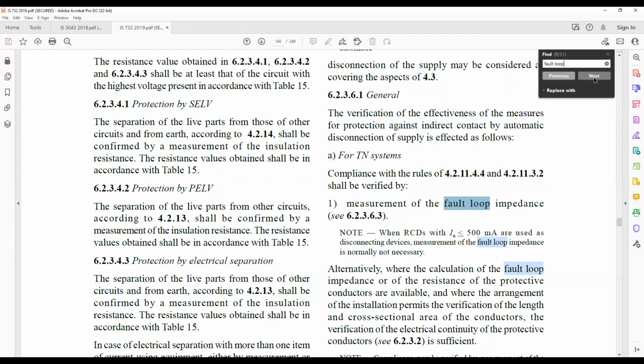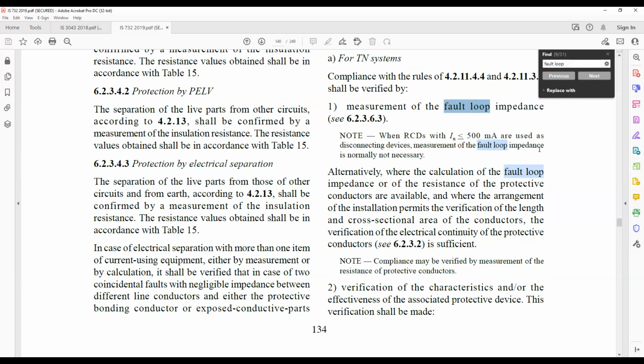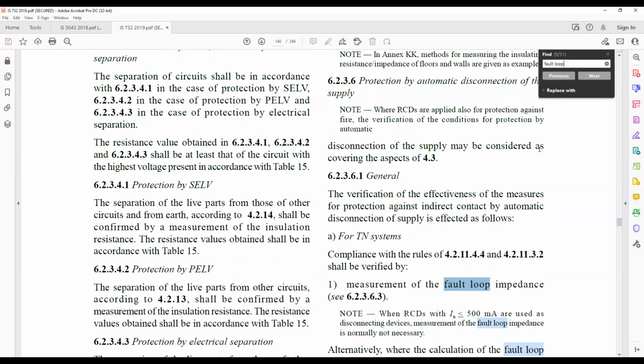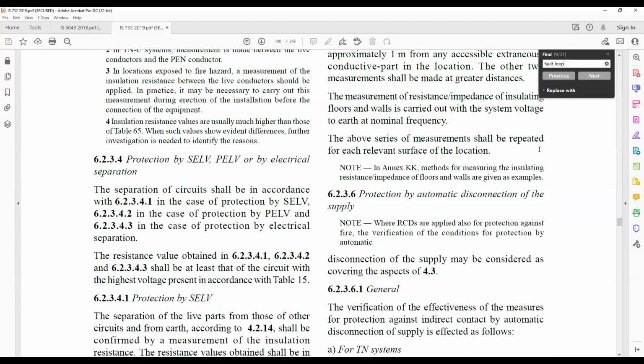See, measurement for TN system, compliance of the rules, measurement of the fault loop impedance. See 6.2.3.6. So alternatively, the calculation of fault loop impedance also can be made. This is about the verification. If you scroll down a little bit up. I'm sorry, the opposite. Yeah, correct. Go a little bit more, please. So this IS 732 section 6 talks about verification, especially verification of the low voltage electrical installation. Here in this section, how to measure fault loop impedance is also included.